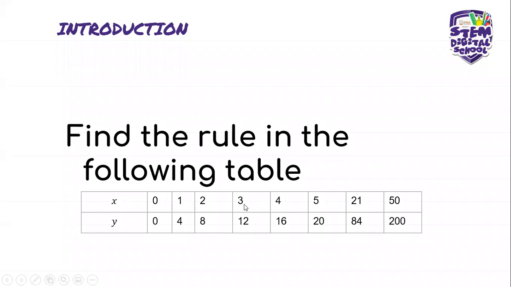So again, if you multiply 4 by 3, you will get 12. So 4 times 3 is 12. And then if you multiply 4 by 4, you get 16. If you multiply 4 by 5, you'll get 20. Then if you multiply 4 by 21, it will give you the answer there, 84. And the last one, if you multiply 4 by 50, you'll definitely get 200.